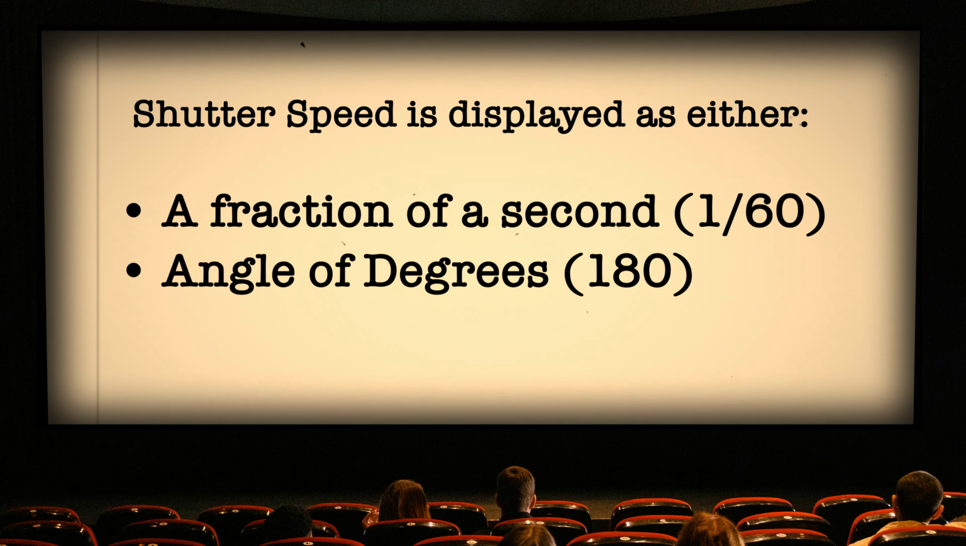Your camera's shutter speed determines how long your sensor is exposed to light and is referred to as a fraction of time, such as 1/60th of a second, or it can be displayed in degrees of angle, such as 180 degrees. Now that probably bears a little explanation, so let me give you some backstory on that.